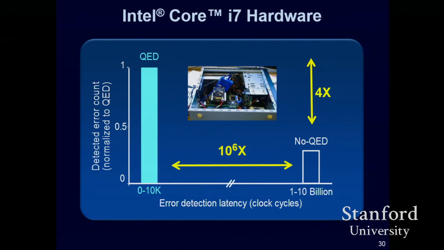The original tests had error detection latencies of 1 to 10 billion clock cycles, versus we have very short error detection latencies. And it's no wonder that we also detect a lot more errors that the original tests would not detect, because we are detecting everything so quickly. Now, one question you might ask is, hey, you still got 0 to 10,000 over here. Why isn't it shorter than 10,000?